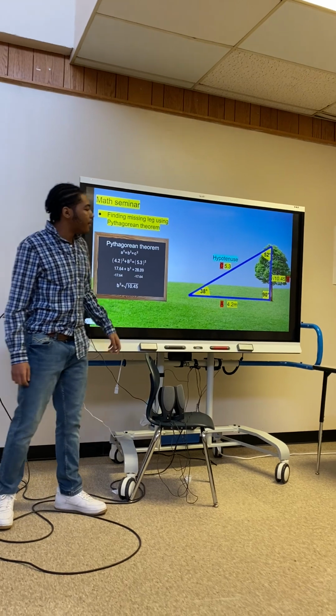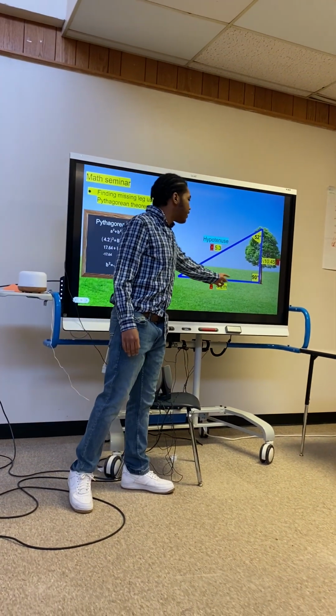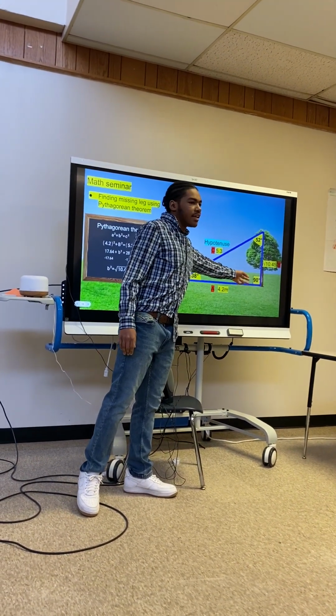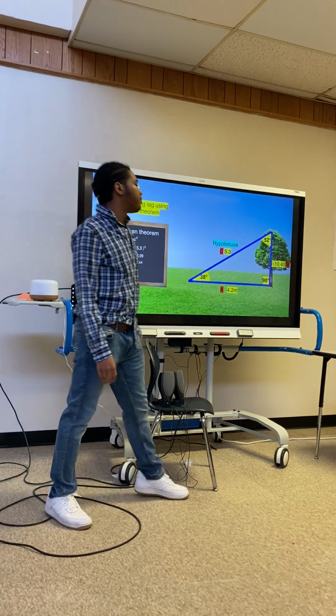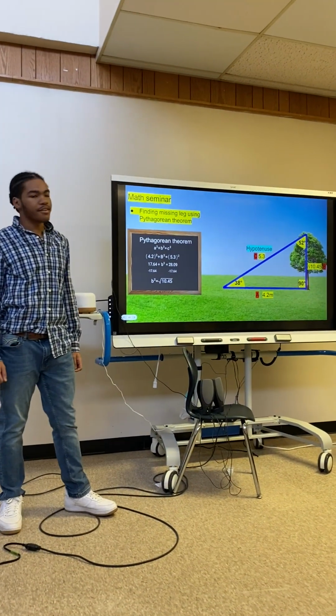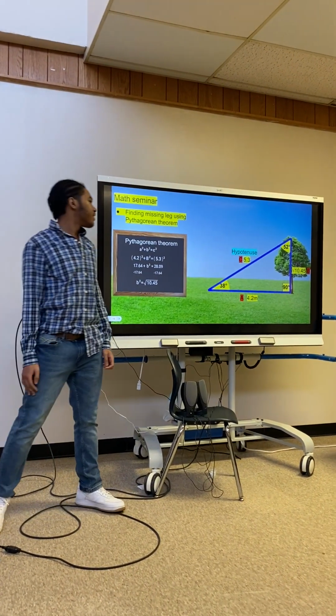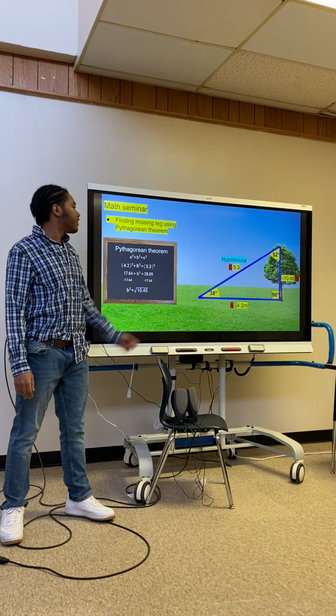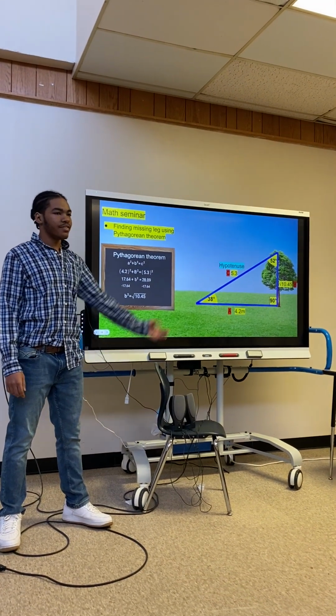So now that we know all of it, we could say that this tree is as tall as the square root of 10.45. So that's how we find the missing leg using the Pythagorean theorem. We figured out the height of the tree.